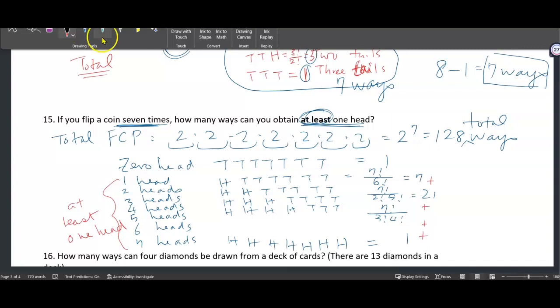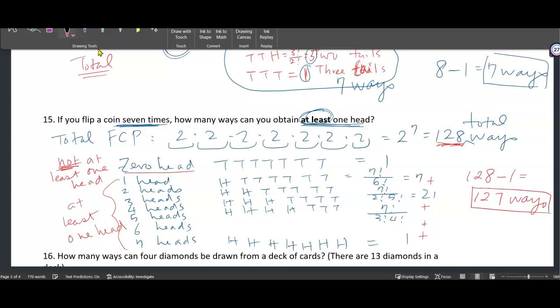So which one is not at least one head, right? Not at least one head. That is actually the 0 head, right? 0 head is not at least one head, all right? So the not is the complement, right? So that's the complement. So the total is easy to find, and we can just use the total and subtract the one that is the complement, which is 1, to get the 127 ways of at least one head.